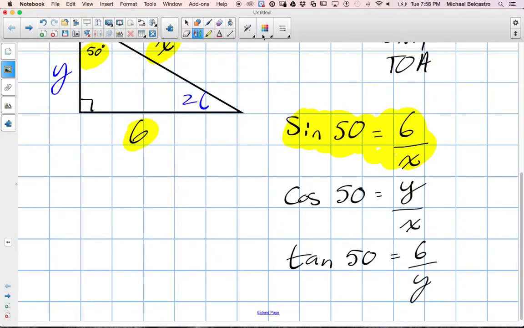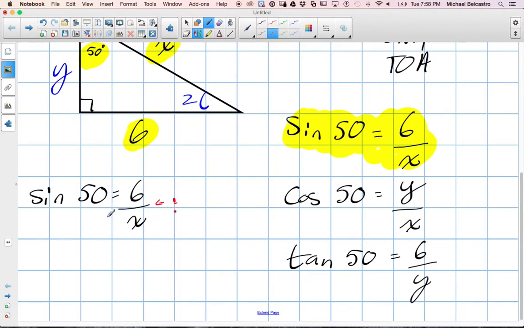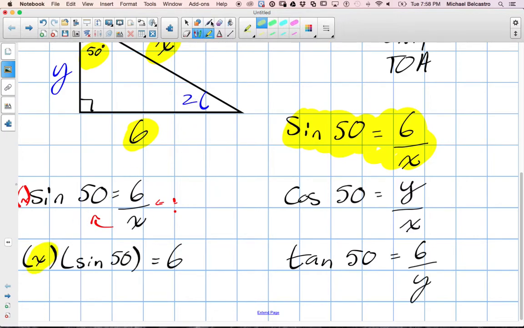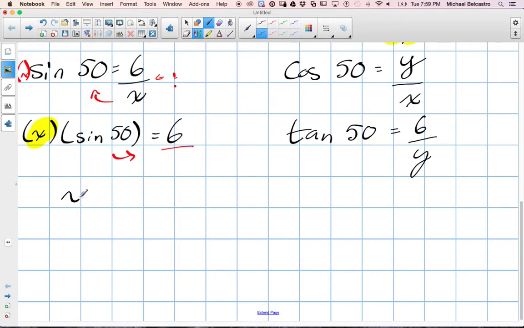So now that we know that, it's really just isolating. Sine 50 is equal to 6 over x. We need to get x by itself. Because it's division on this side, when we move it over, it'll become multiplication. So you'll have x times sine 50. Sine 50, when you put it in your calculator, will be some value. We're just not going to do any calculating until the very end. We're still isolating for x. Now to move sine 50 to the other side, we have to divide by it. So now we're left with x is equal to 6 over sine 50.